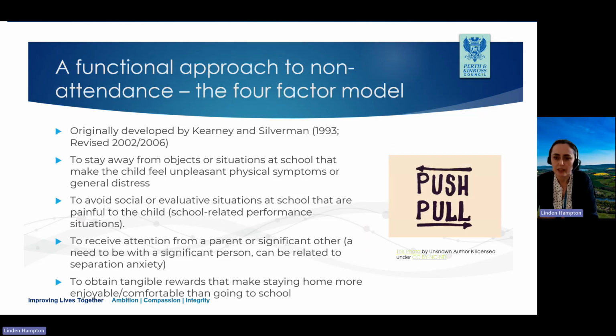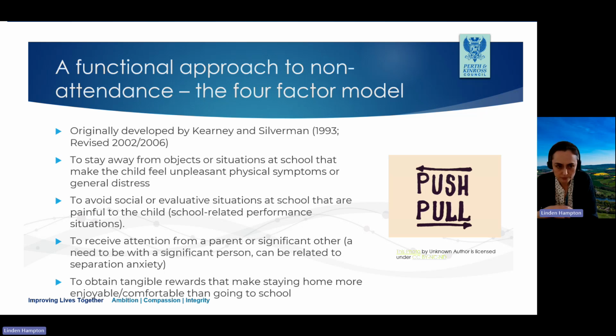So very briefly, the School Refusal Assessment Scale is based on a kind of functional approach to non-attendance. By that we mean that we're trying to understand the non-attendance behaviour in terms of how that works for that young person in terms of their emotional well-being or their learning needs. What is it that it's doing by avoiding school?